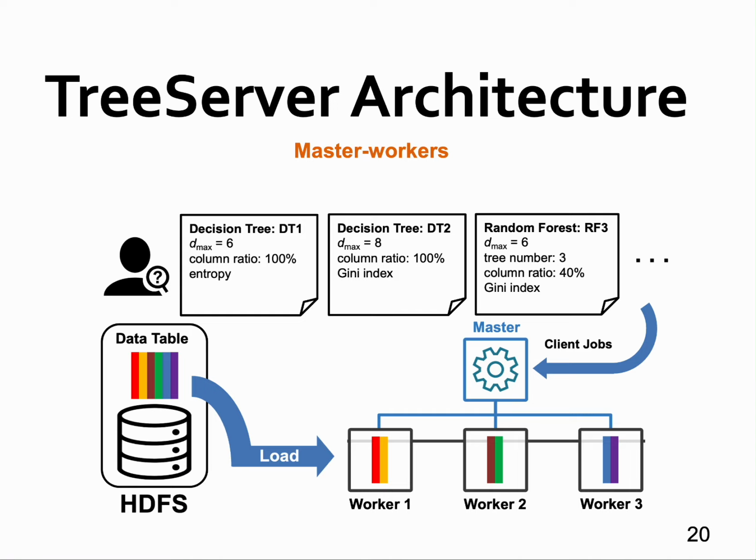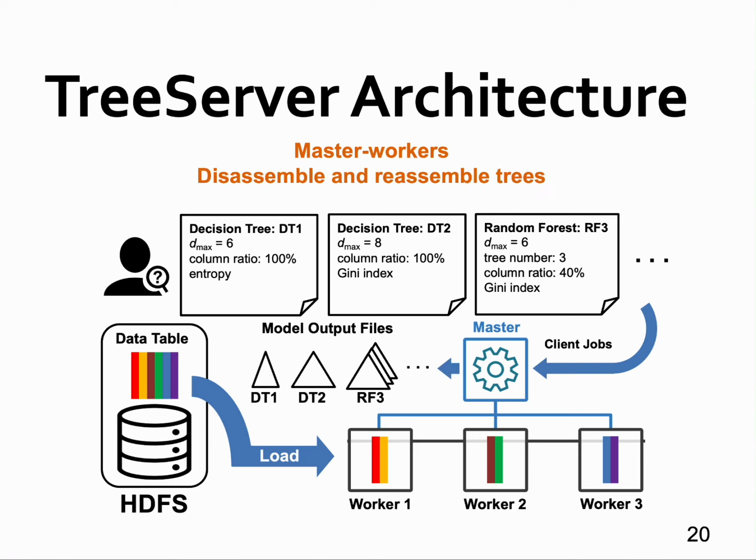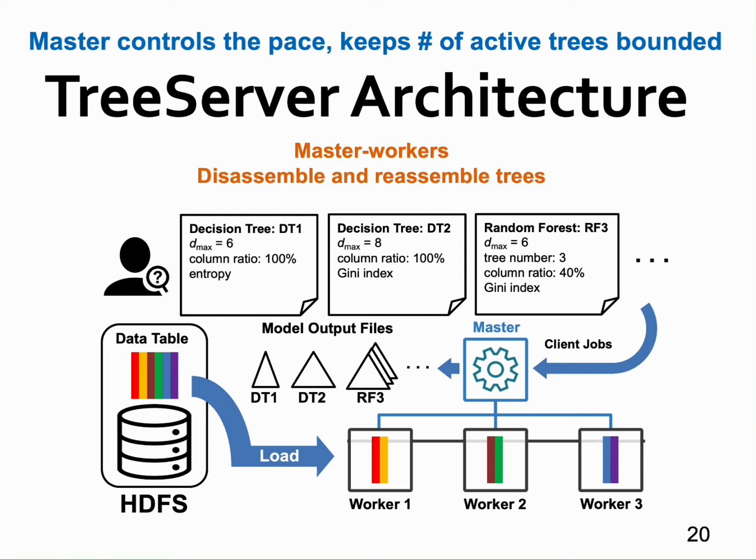End users specify their model requirements and submit them as jobs to the master of TreeServer, which disassembles these models into individual trees to build with the help of workers, and which finally reassembles the constructed trees into the requested ensemble models. The master controls the pace of tree building to make sure that the memory consumption is bounded. Specifically, it only allows a fixed number of trees to be active under construction, and a new tree starts its construction only if some existing tree is fully constructed with the result released.